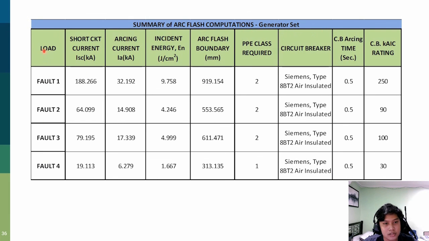This is the loads. This is the short circuit current, the arcing currents, the incident energy En, the arc flash boundaries, the PPE class required, the circuit breakers to be used. This is the circuit breaker arcing time. This is the circuit breaker kAIC rating.